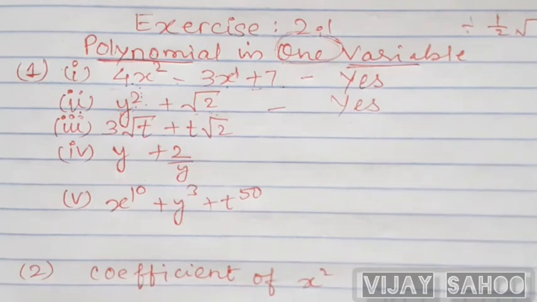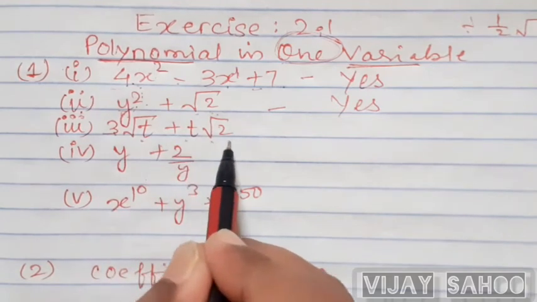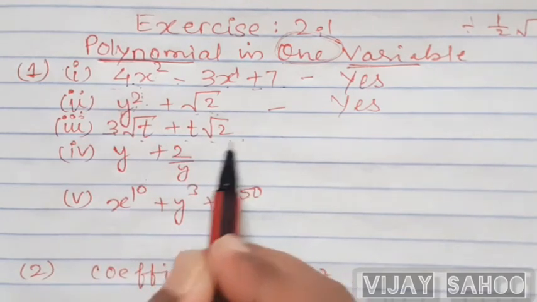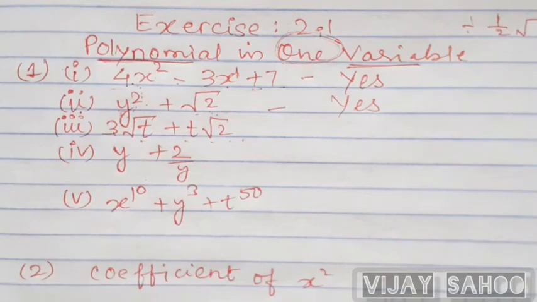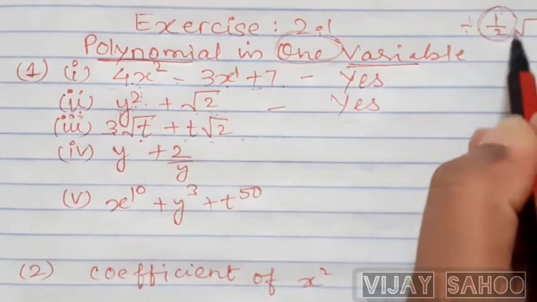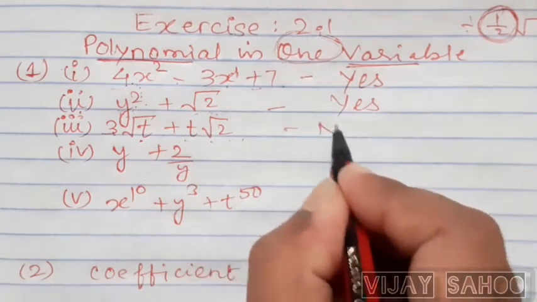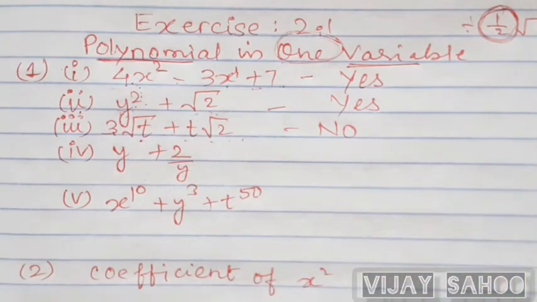Okay, next is 3 root t plus t root 2. So first of all we'll check whether it is a polynomial or not. t के ऊपर रूट आया, मतलब पावर किस में आएगा, फ्रैक्शन में. If power is in fraction, can we say that it is a polynomial? No, polynomial ही नहीं है तो फिर आगे देखने की कोई बात ही नहीं है.